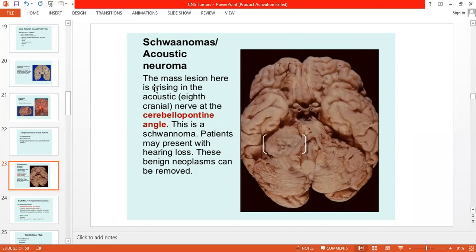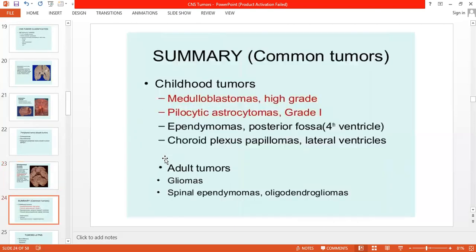The mass here is arising in an acoustic or vestibular nerve in the cerebellopontine angle. This is the pons, this is the cerebellum, and this is the angle forming. So patients that present with hearing loss, these benign neoplasms can be removed totally.